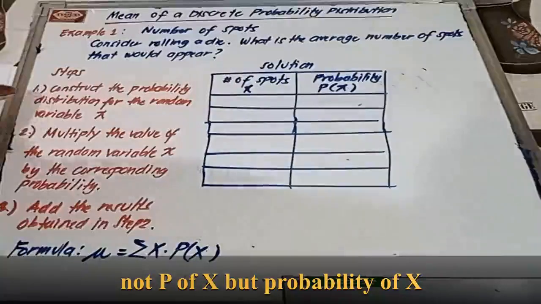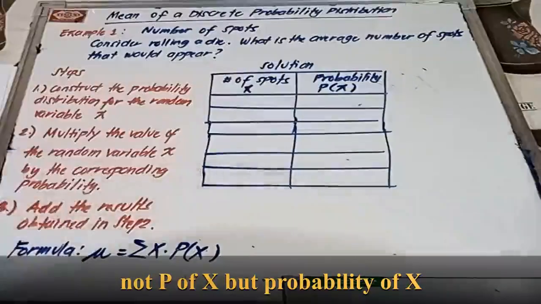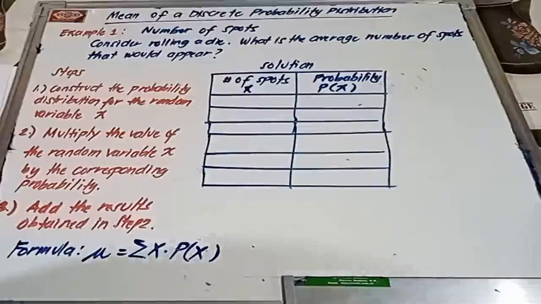Okay, start with the first step. Construct the probability distribution for the random variable x. Okay, sino ba yung variable x natin o random variable x? It represents the number of spots that would appear. Okay? So, kapag yun ay number of spots na mag-a-appear, ilang bang faces meron doon? It consists of 6 faces.